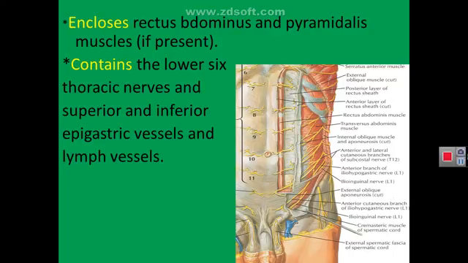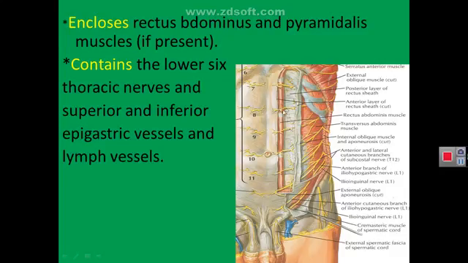So we said that the rectus sheath encloses the rectus abdominis muscle and pyramidalis, if present. It is inconstant. Also, the rectus sheath surrounds the lower 6 thoracic nerves, which are the lower 5 intercostal and subcostal, but the sheath does not enclose or contain the L1 nerve, the iliohypogastric and ilioinguinal. They are outside the rectus sheath.